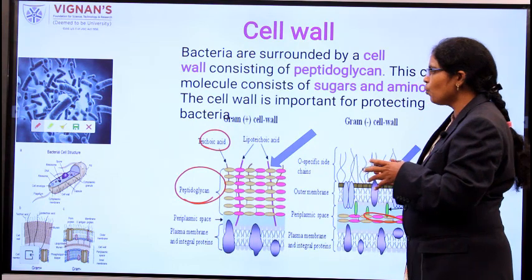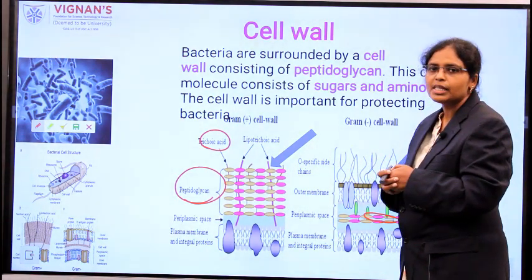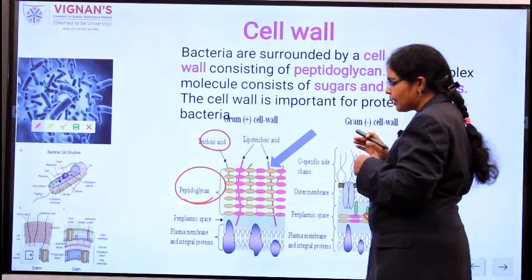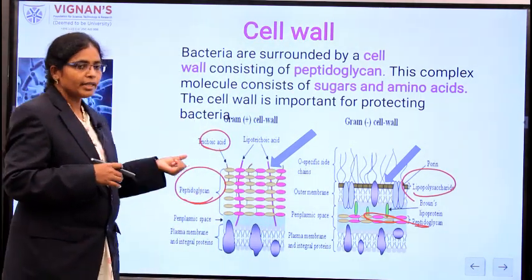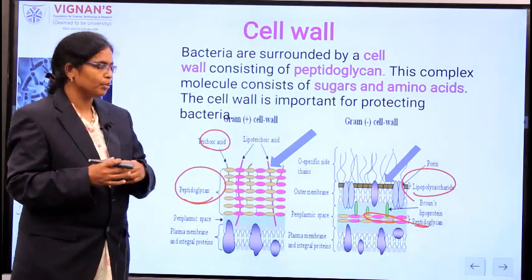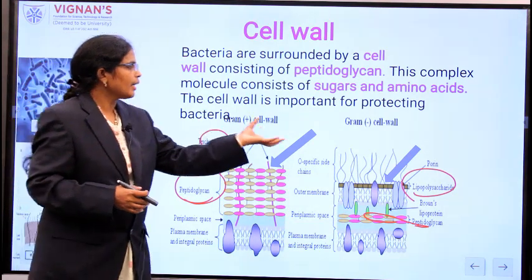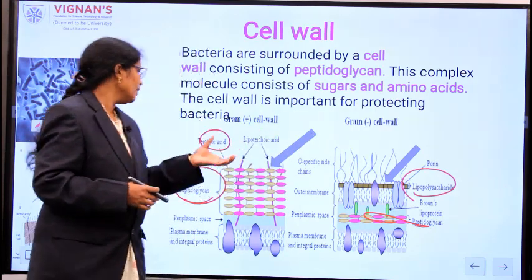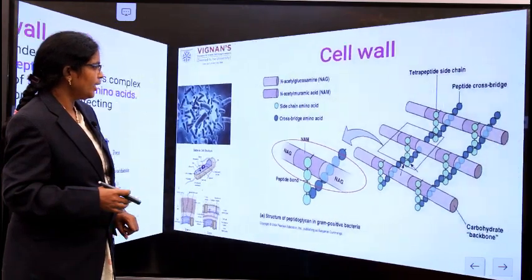This feature was developed by Christian Gram, so the technique used is gram staining. In the laboratory also you can learn this technique, and it is a very important technique for identifying bacteria based on gram-positive and gram-negative cell wall composition. The gram-positive cell wall has more peptidoglycan layer and the gram-negative cell wall has more lipopolysaccharides. This is the basic difference between positive and negative.